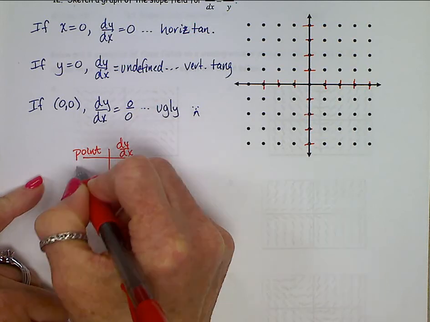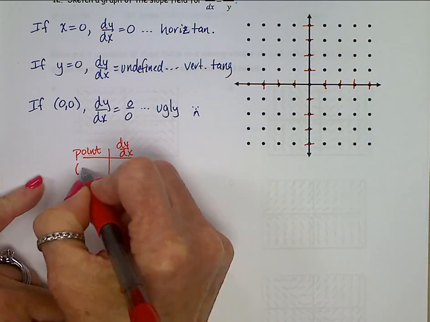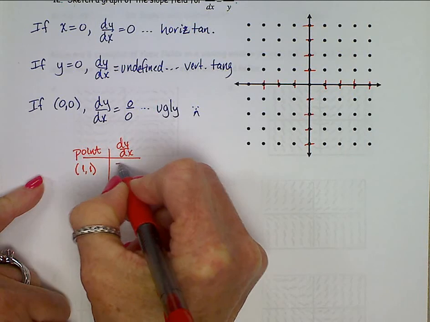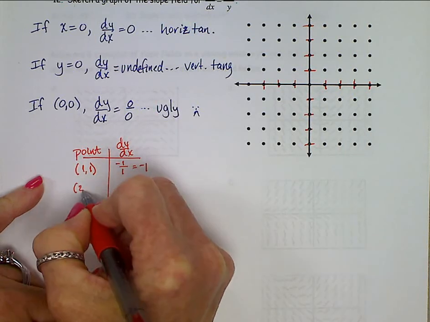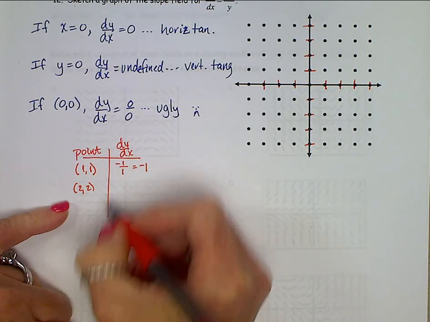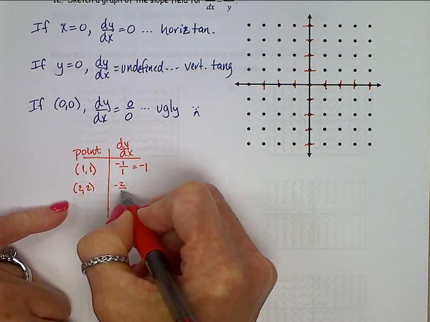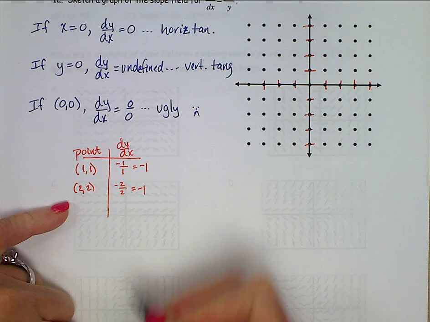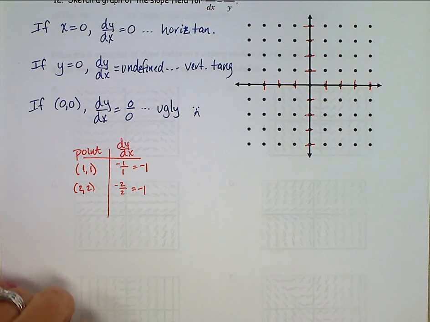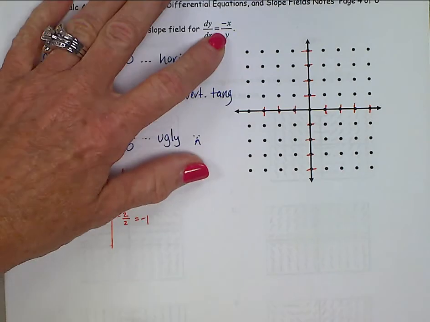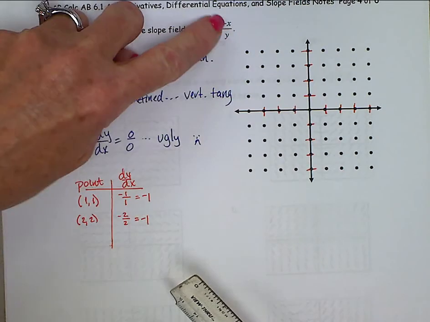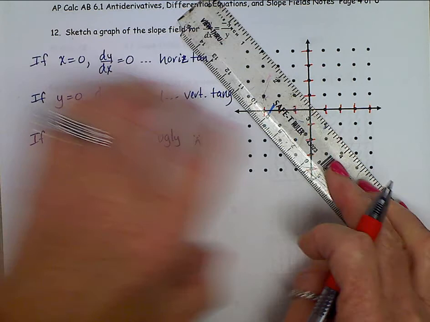If we look at the point (1, 1), that will be negative 1 over 1, which is negative 1. How about the point (2, 2)? That'll be negative 2 over 2, which is also negative 1. So we can see by these two points and by thinking about this differential equation that if the x and y values are exactly the same, then the slope is negative 1.